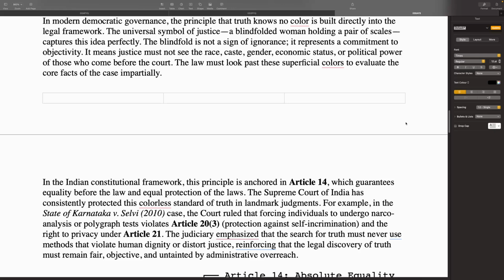In the Indian constitutional framework, this principle is anchored in Article 14, which guarantees equality before the law and equal protection of the laws. The Supreme Court of India has consistently protected this colorless standard of truth in landmark judgments. For example, in the State of Karnataka versus Selvi 2010 case, the court ruled that forcing individuals to undergo narco analysis or polygraph tests violates Article 20(3), that is, protection against self-incrimination, and the right to privacy under Article 21. The judiciary emphasized that the search for truth must never use methods that violate human dignity or distort justice, reinforcing that the legal discovery of truth must remain fair, objective, and untainted by administrative overreach.